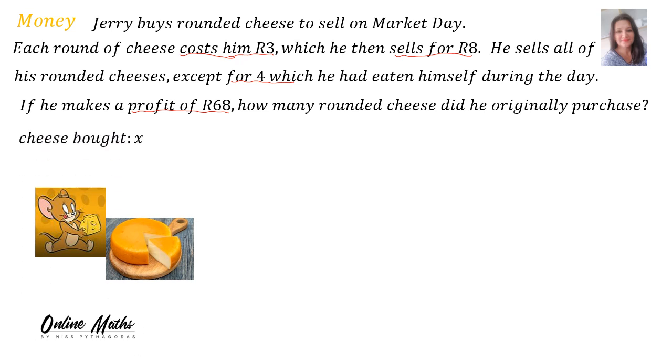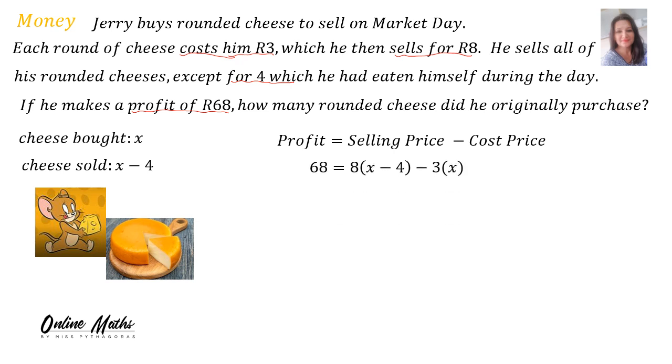So we can start by saying the cheese that he bought is equal to x, and the cheese that he sold was x minus 4. Then profit is equal to selling price minus cost price. The profit was given 68 equals. Now the 8 rand was he sells them for 8 rand. So it's 8 times x minus the 4 he ate. Minus the cost price was 3 rand times x. We don't know how many he bought.